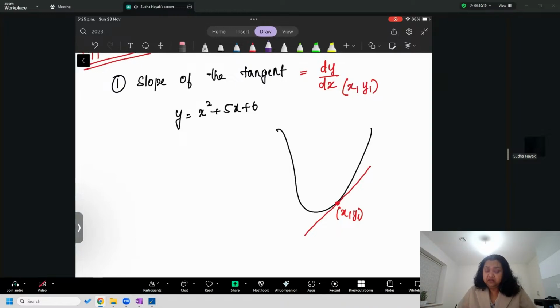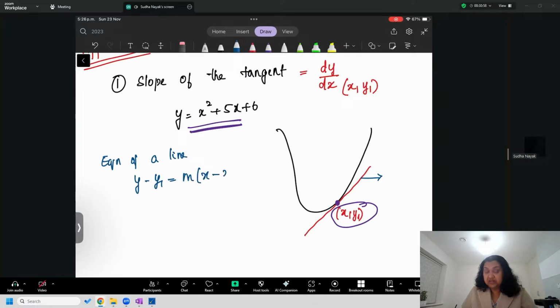So what it means is, you have this formula y is equal to x square plus 5x plus 6. You differentiate this and sub in the value of this point, and you will get the slope of that tangent which is touching the curve at that particular point. Now the questions they ask is, they will ask you to write the equation of the tangent. Equation of which tangent? This one. If you need to write the equation of a line, there are two formulas here: y minus y1 is equal to m into x minus x1, or y is equal to mx plus c.